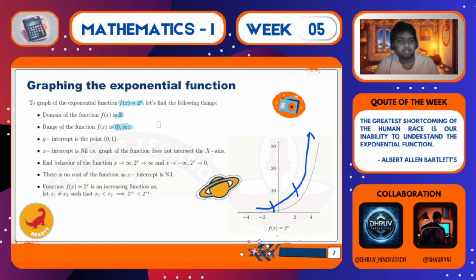And as we know, it's an increasing function. We are starting with our base value a, which is greater than 0. As you can see here, 2 is kept in the base, so it's fulfilled. And second thing is that when you substitute any value in x's place, the minimum value that you can get is 0. That's why it starts from 0 and goes till infinity. As you can see, this is the y-intercept here, 0, 1.